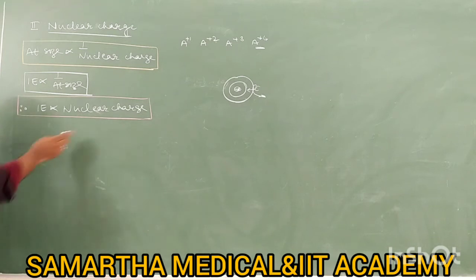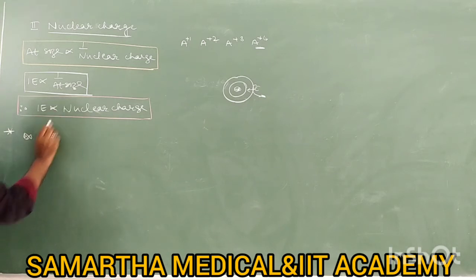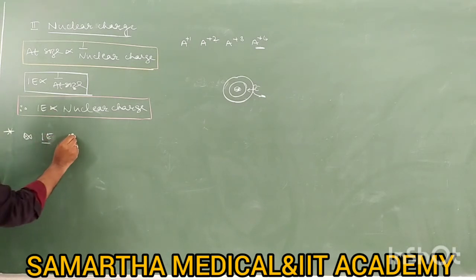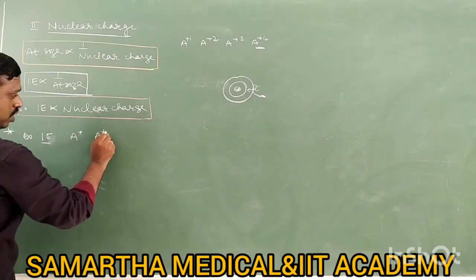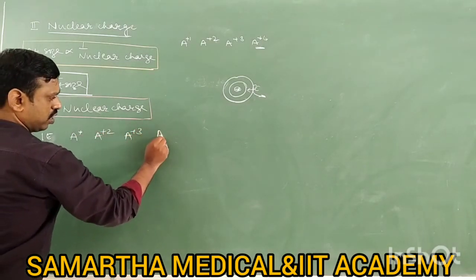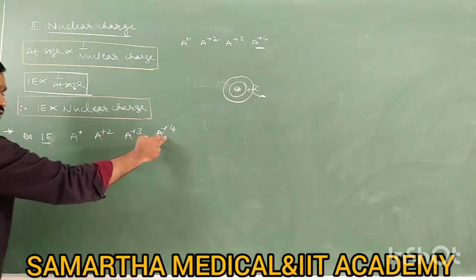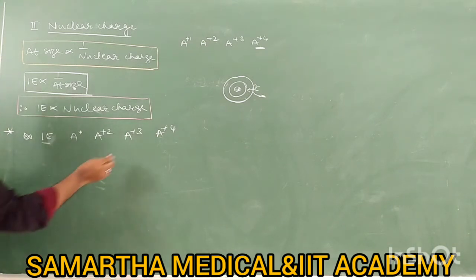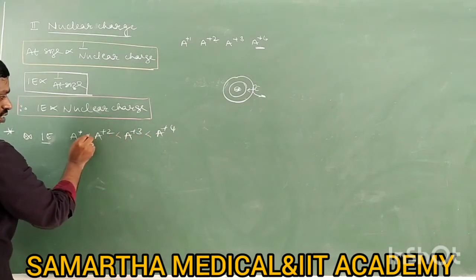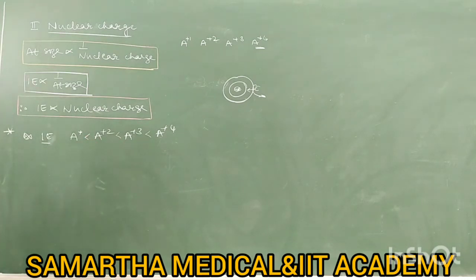Now, since ionization enthalpy is directly proportional to nuclear charge, let us take an example. What is the order of ionization enthalpy? Take A plus, A plus 2, A plus 3, A plus 4. Here the nuclear charge is increasing: plus 1, plus 2, plus 3, plus 4. When the nuclear charge increases, removal of the electron becomes difficult, so its ionization enthalpy increases.